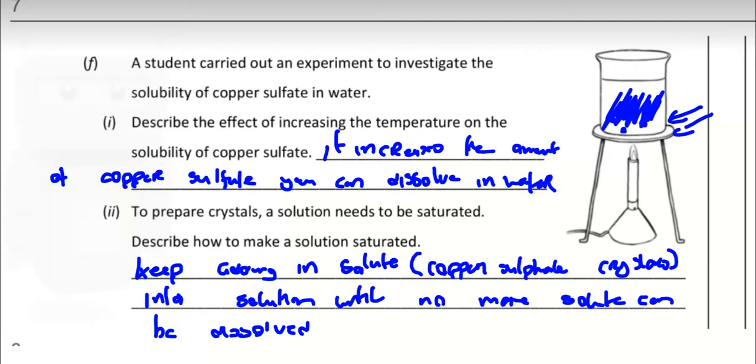So let's say, for argument's sake, I'm going to put them in red. Anytime I drop crystals into solution, they basically disappear. But when I drop the last one in, it won't disappear. This means that you have a saturated solution because the water is incapable of dissolving the last bit of solute or crystal you put in, if that makes sense.